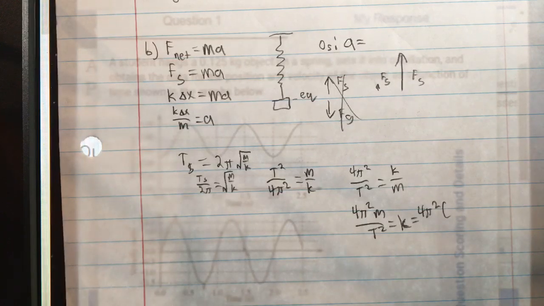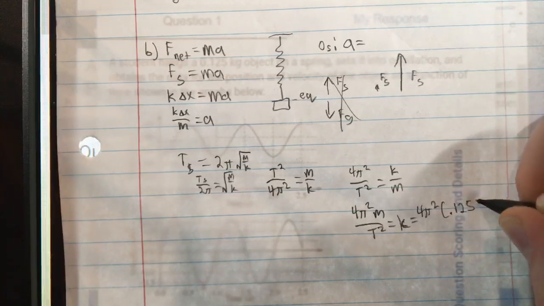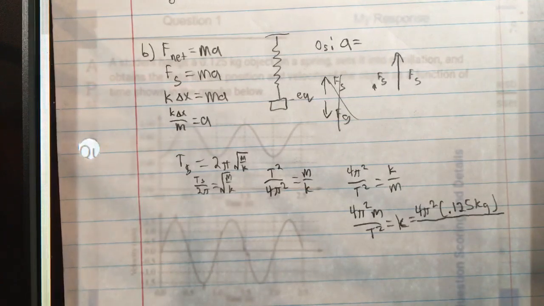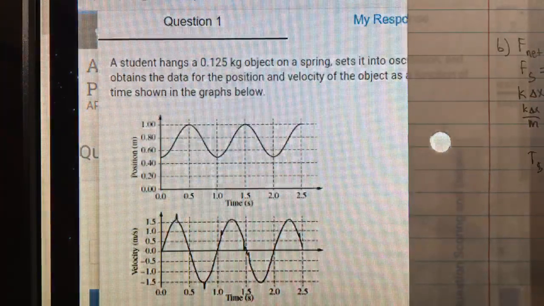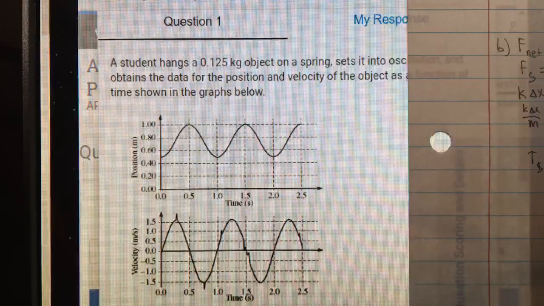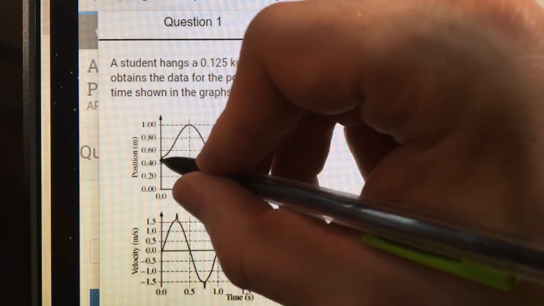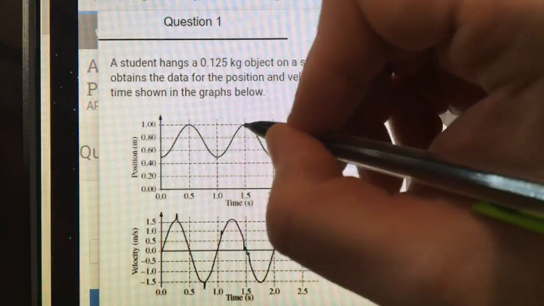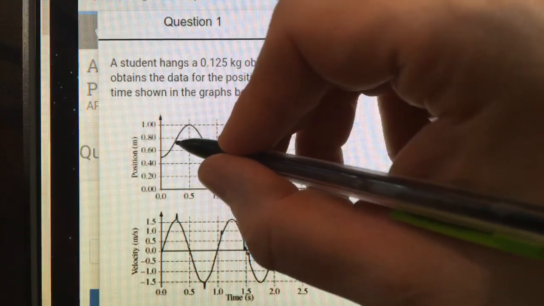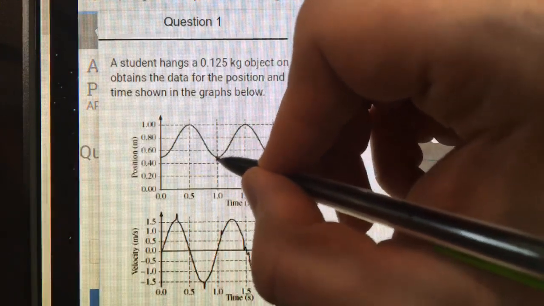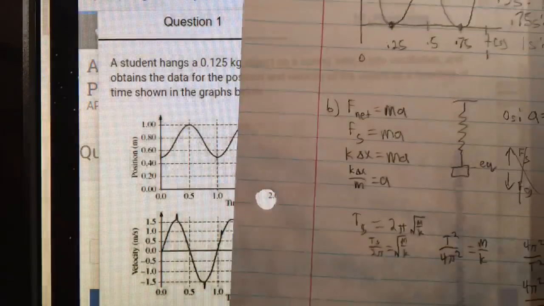4 pi squared, 0.125 kilogram object, divided by period squared. Now, how can we get the period? So period is the time to complete one cycle. Say from right here to right here is 1 period. Or I could go from crest to crest, here to here would be 1 period. Or I could go from the middle to the middle. But we see from here to here, it takes 1 second to repeat the entire motion.